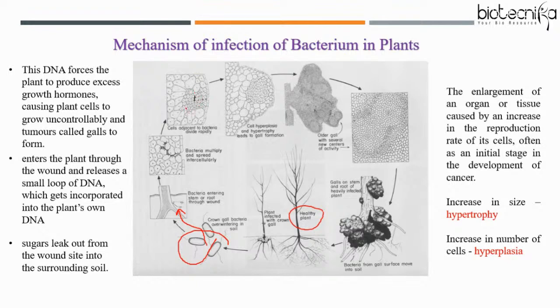So you can see the division has happened. And ultimately this results in cell hyperplasia and hypertrophy. When I say hyperplasia and hypertrophy, these are terms related to cancer. Hypertrophy means increase in size. Hyperplasia means increase in the number of cells. And then you will find some older galls with several new centers of activity. And finally, you can find a tumorous growth in the plant. So this is how the bacteria interacts with the plant.